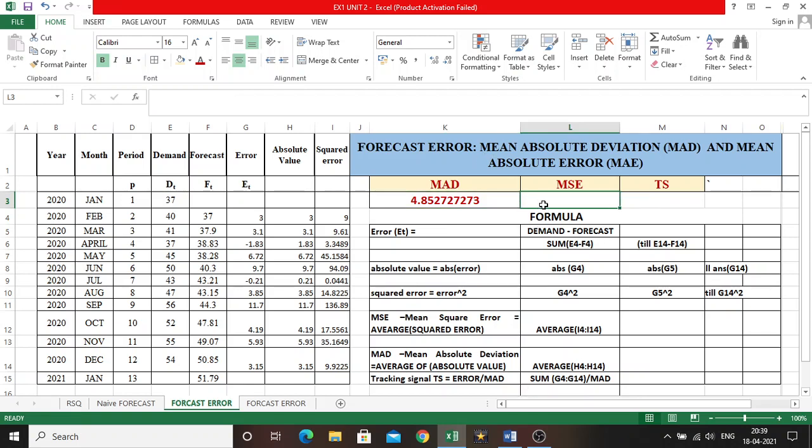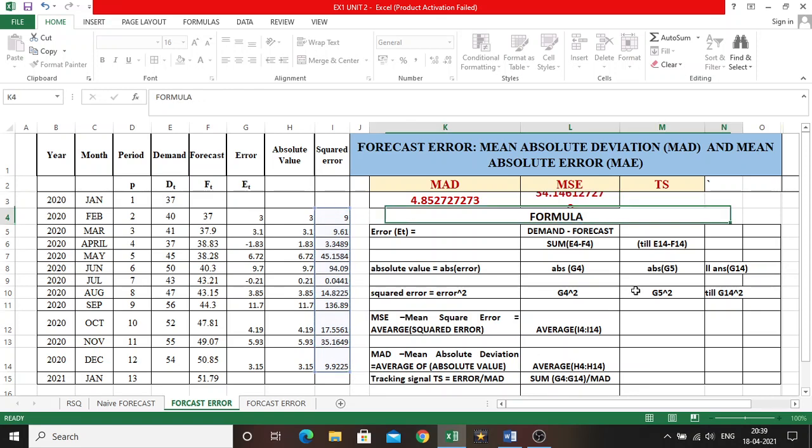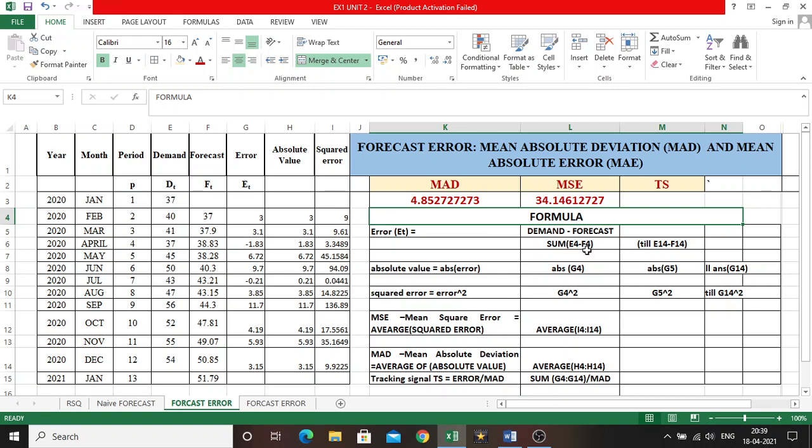Then moving on to mean square error. Mean square error can be calculated by computing the average of squared error. So the formula is type equal to AVERAGE, average of the squared error. So the squared error values lie from column I 4th cell to column I 14th cell. Then close the bracket. Now we got the mean square error for the given data.